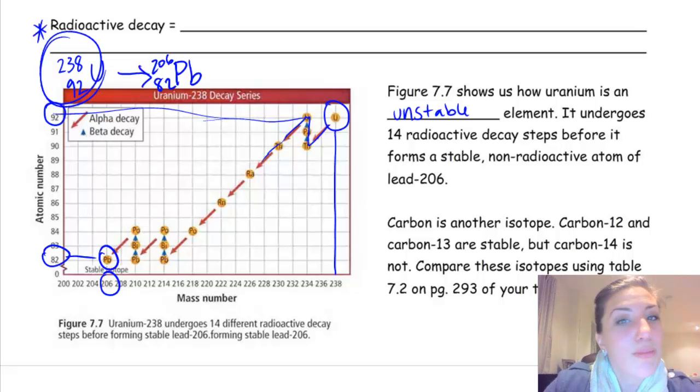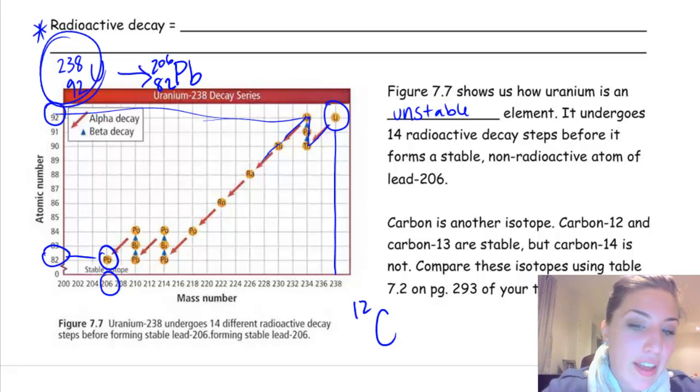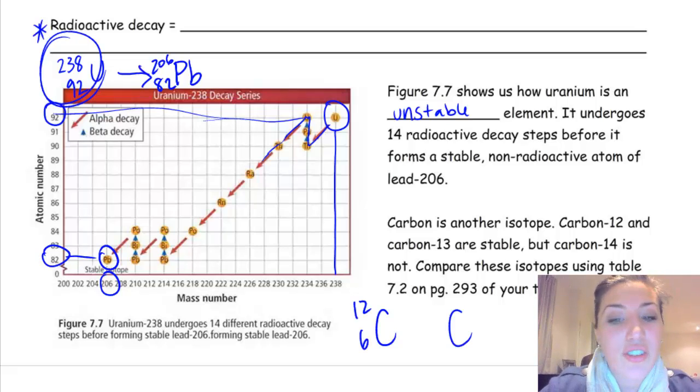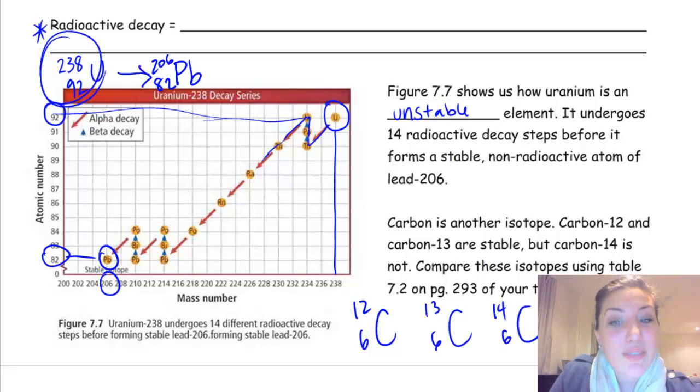Carbon is another isotope that you may have heard of lots. You have carbon-12 and it has 6 protons. There's also carbon 13, still has 6 protons. There's also carbon 14 with still 6 protons. So again, just the number of neutrons are changing. There is an awesome table in your textbook on page 293 that compares these different isotopes.